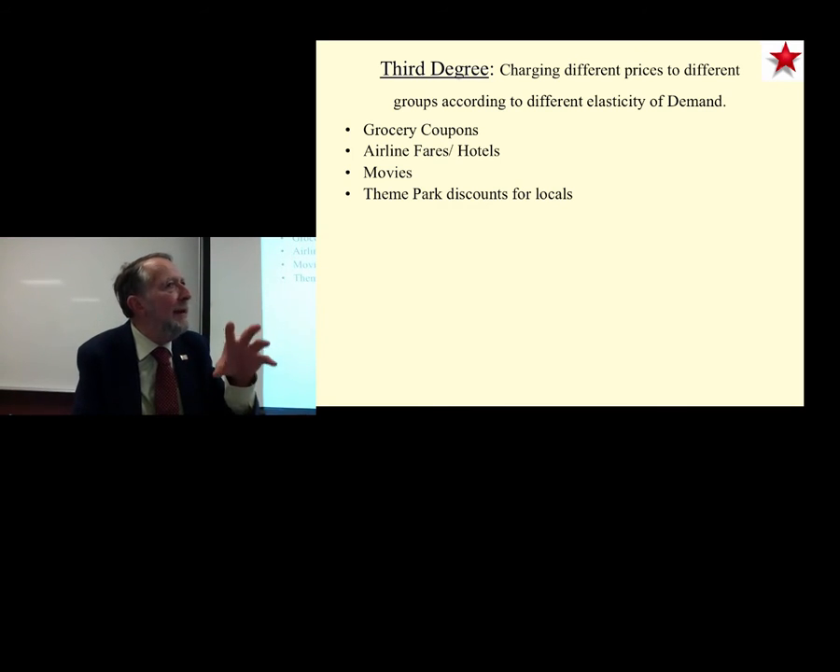That's an example again. Lower it to the elastic demanders, raise it to the inelastic demanders. The other thing theme parks realized was if you're coming in from out of town, what other products are you going to have to buy?